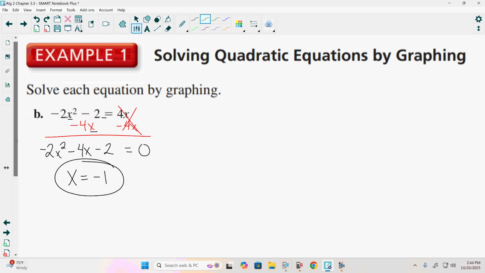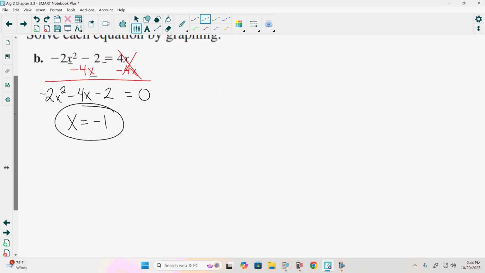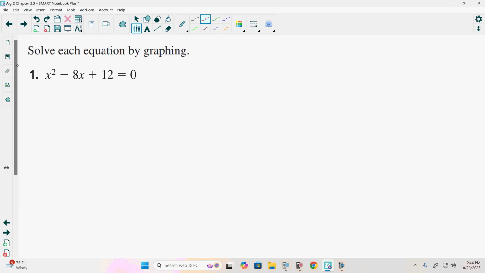Questions on this here? Even if we got it and added the 2x squared and added the 2, we'd still get the same value of x. It might look a little different, but we would still have the same solution.